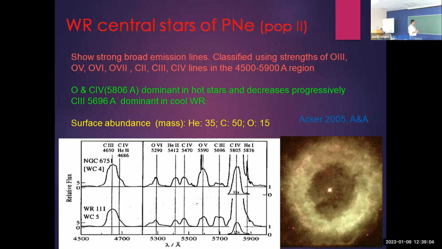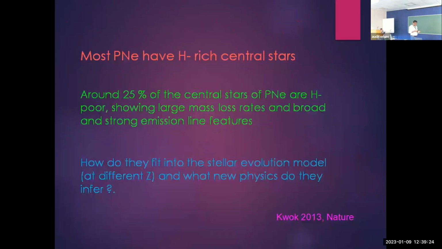The classification of planetary nebulae central stars as Wolf-Rayet can be seen in this paper, although there are some differences. For example, you don't really see many of the nitrogen sequence in population 2 Wolf-Rayet stars, whereas in population 1 you do see the nitrogen sequence also. So these are the brief things that I would like to say on the Wolf-Rayet stars of planetary nebulae.